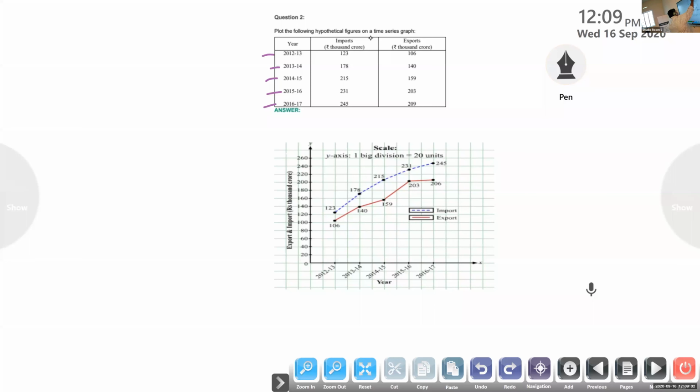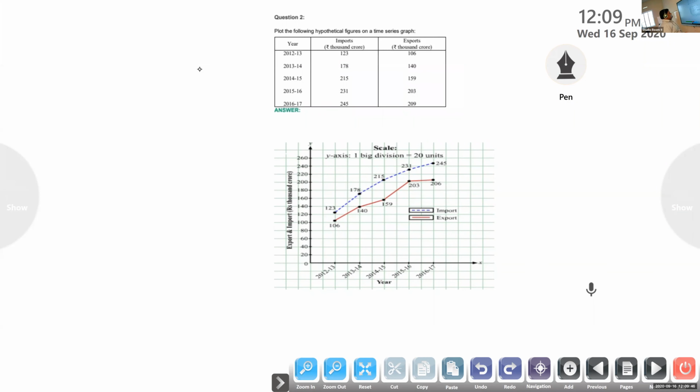Here it is imports and here it is exports. From 2012-13, imports are 123 and exports are 106. In 2013-14, imports are 178 and exports are 140. In 2014-15, imports are 215 and exports are 159. In 2015-16, imports are 231 and exports are 203. In 2016-17, imports are 245 and exports are 209. Imports and exports are in thousand crores. That's what the data says.